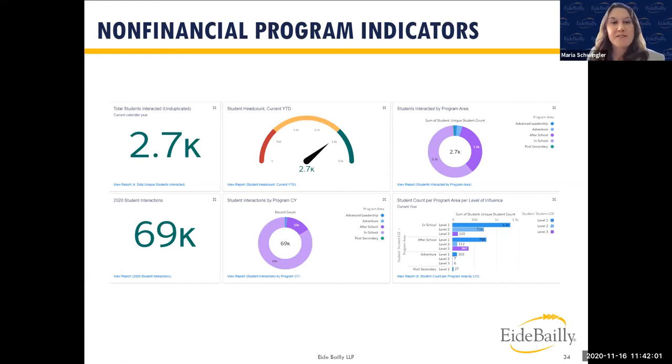This is an example of some non-financial programmatic indicators. As I mentioned, many ERP systems today allow you the ability to build in the capability to track specific program-related numbers. In this example, this is a school looking to track the number of students they are interacting with, how many of these students are interacted with by specific program areas, and what level of influence these interactions are having on these students. Again, just one example of some non-financial program indicators that help track successes and showcase the impact that programs are having.